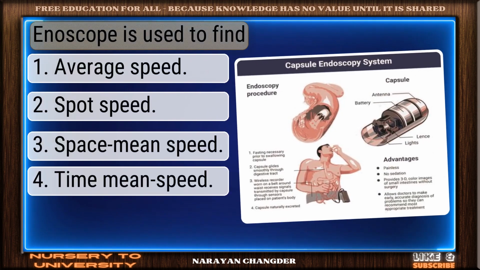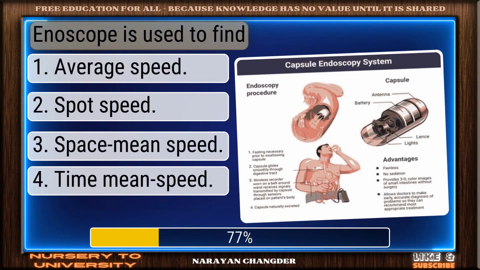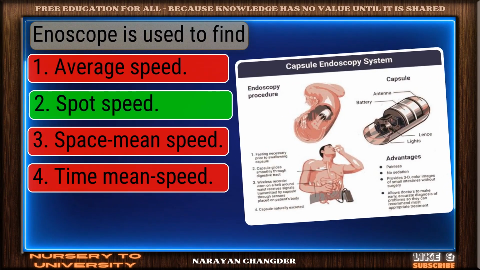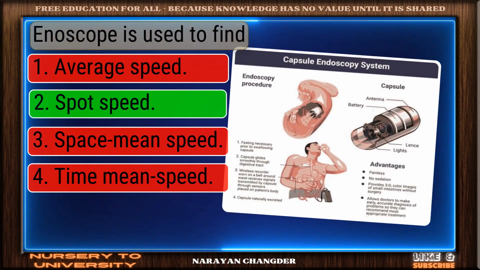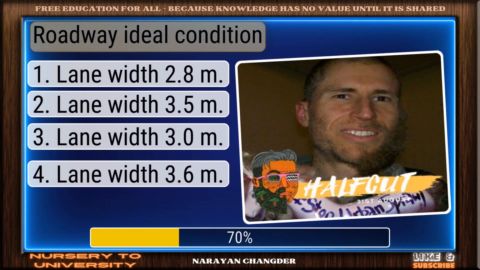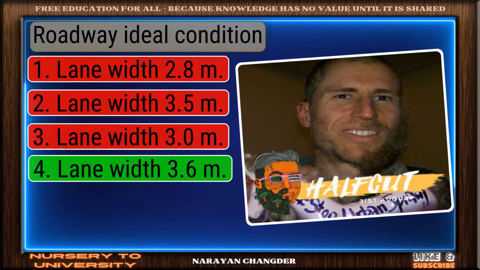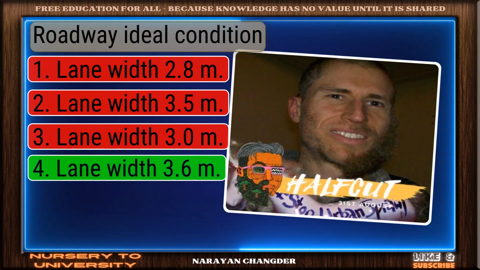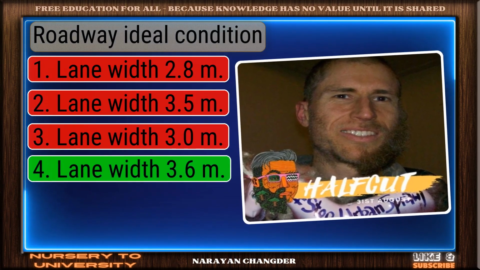Enoscope is used to find... Valid point. Spot speed is true. Roadway ideal condition. Good thinking. Lane width 3.6 m is the right answer.